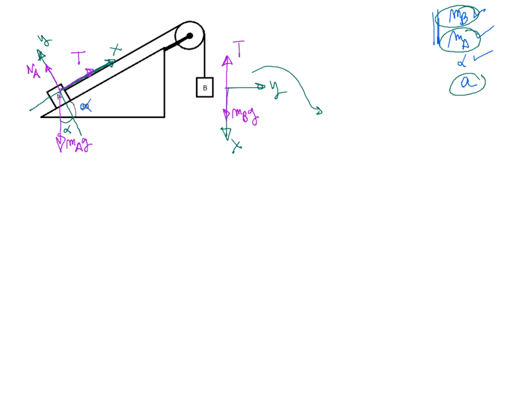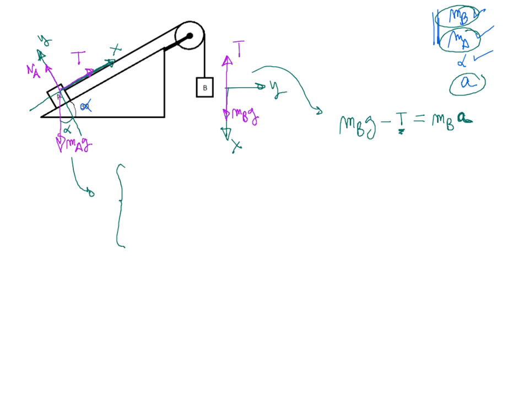This one, easy peasy, same as before. MBG minus T is equal to MBA. Same as before, third time. Again, we're looking for A, but T is in the way. So we need one more equation. Let's apply Newton's law on object A.